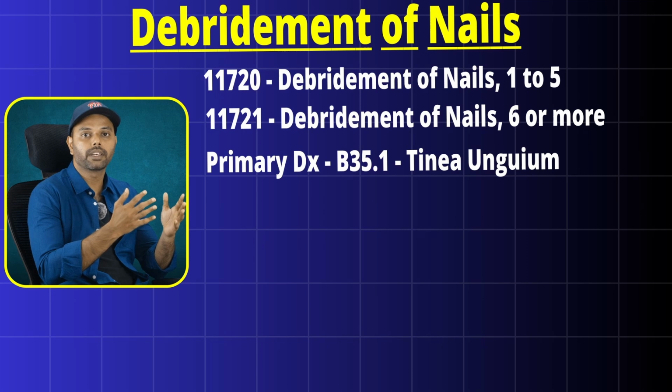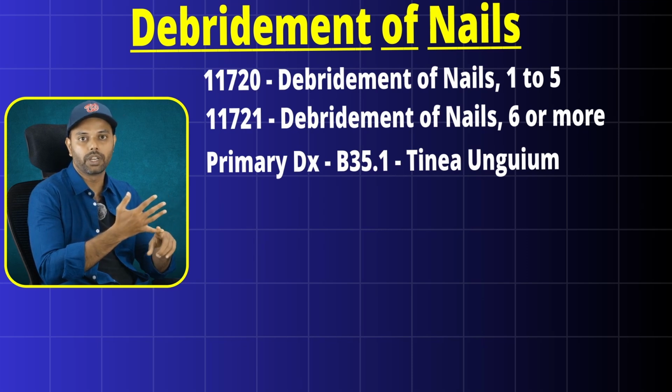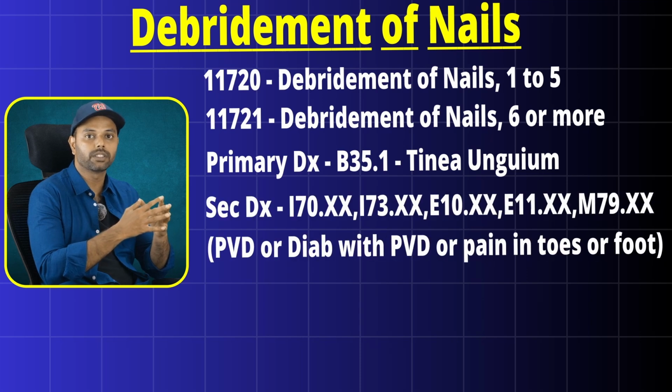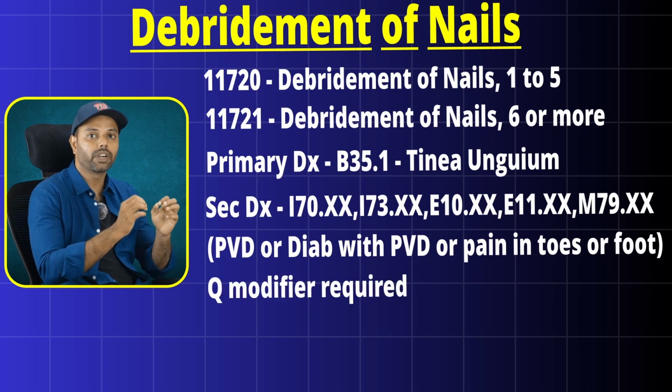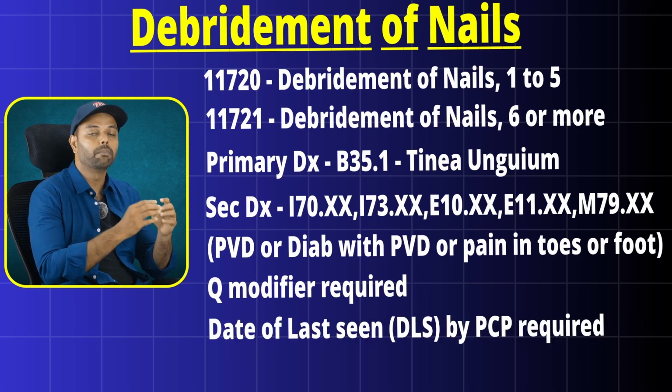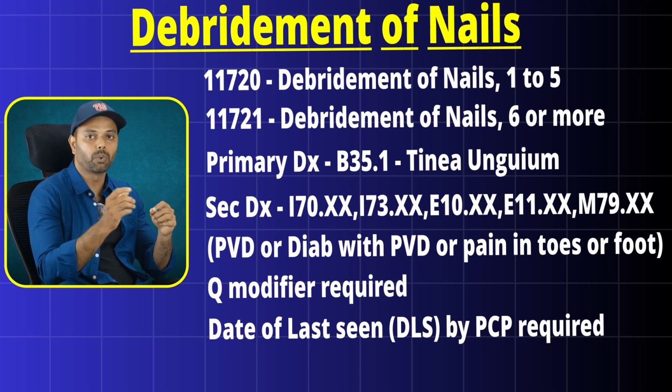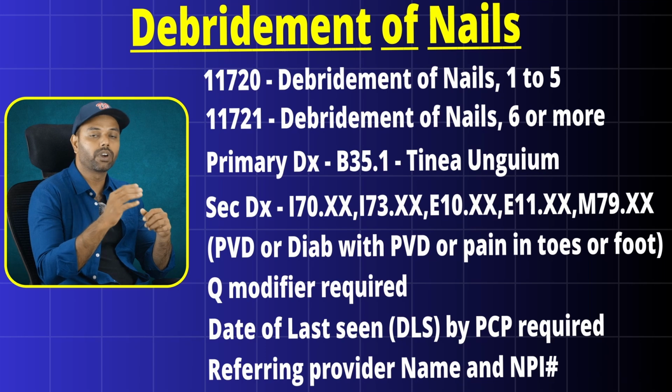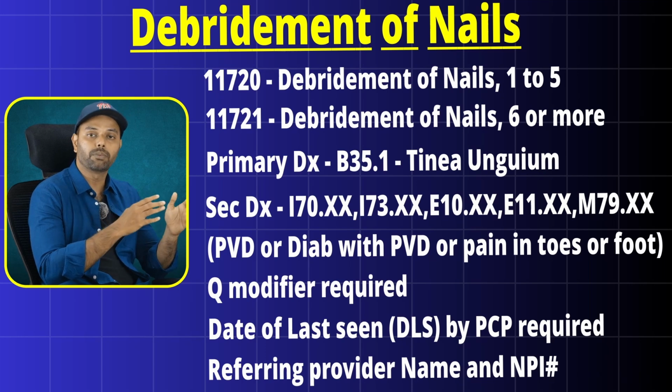The primary diagnosis should be B35.1, tinea unguium, and the secondary diagnosis should be PVD or diabetes with PVD or pain in toes or pain in foot. Q modifier is required on this claim. Date of last seen by the primary care physician within the last 6 months is required on the claim. And don't forget to mention the referring provider name and NPI number on the claim form.